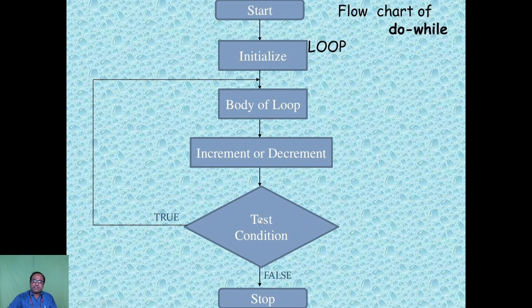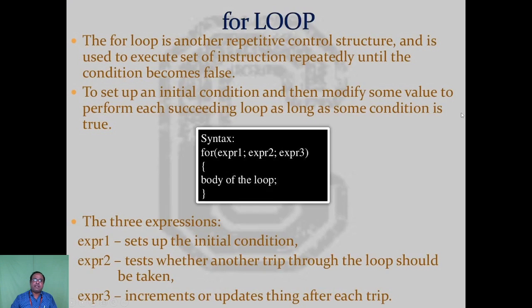If the test condition is false, then the execution will be stopped and we will get the output. Suppose the test condition is true, then again it will enter the body of the loop, again it will perform the increment, and again it will check the condition. So as long as the condition is true, the execution happens again and again. If the condition is false, finally the execution will be stopped and we will get the output. Okay, then finally we are going to see the for loop.